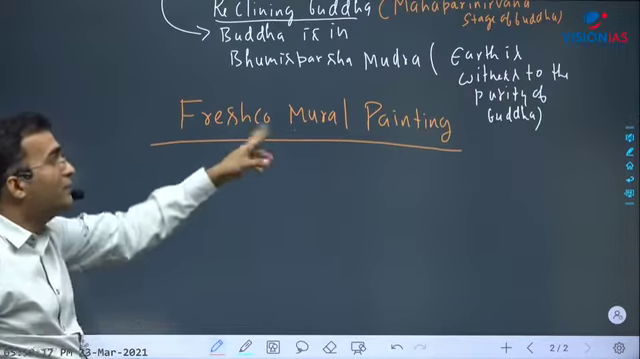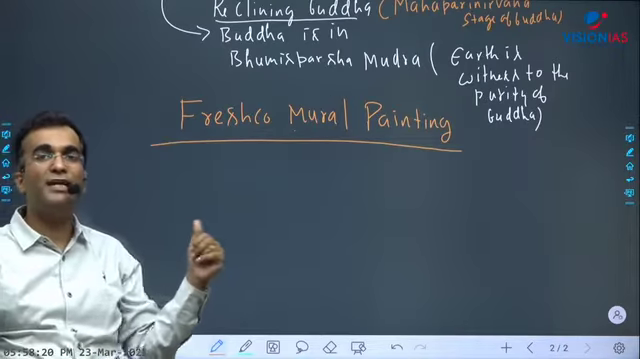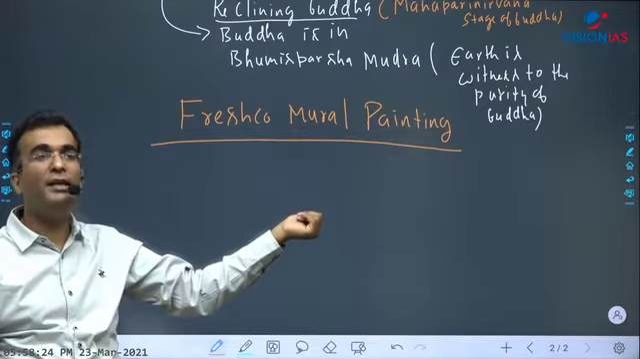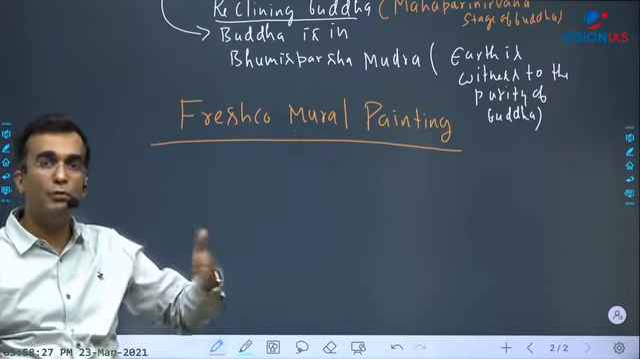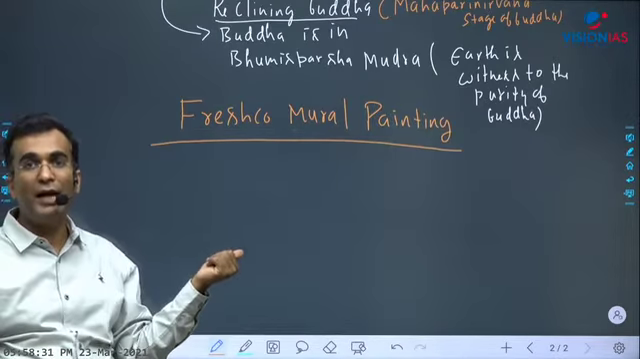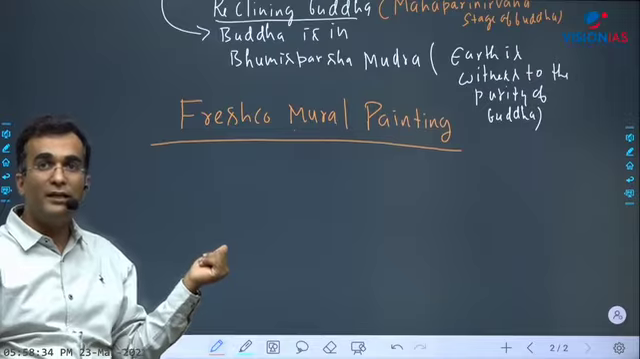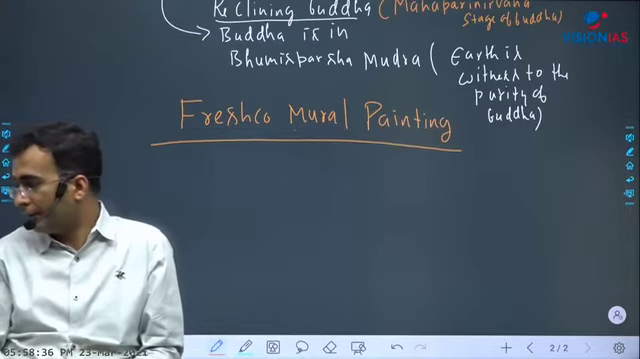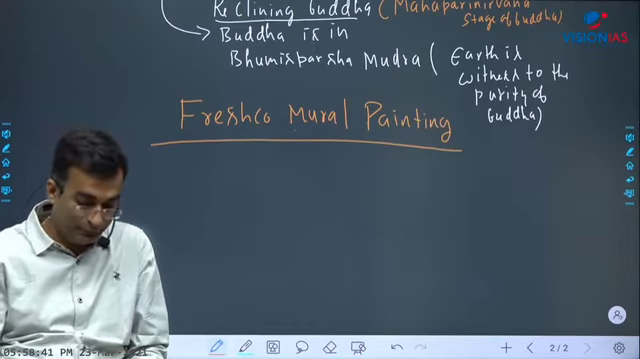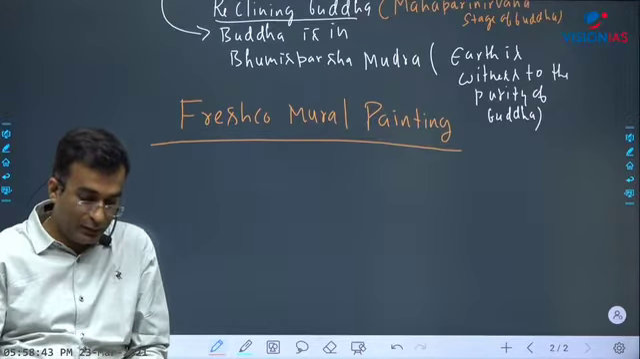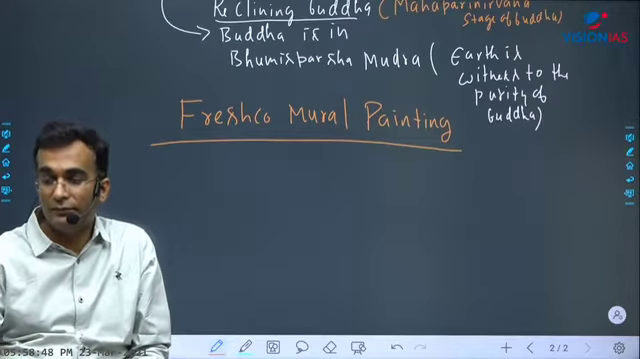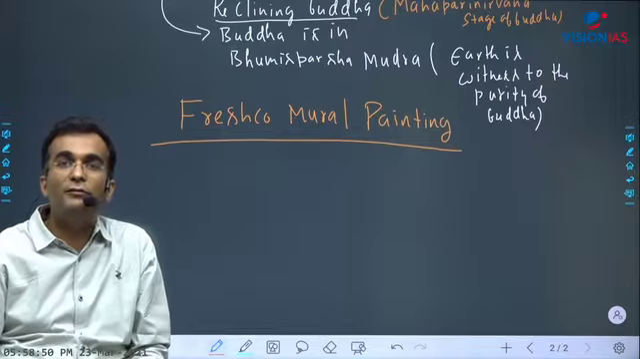But this mural painting has categories, and one of the categories is the fresco. Fresco was very popular in India, and during the Gupta period it was more prevalent. So what is this fresco mural painting? Its technique we need to know, and then the examples. Please write that mural is a category of wall painting.